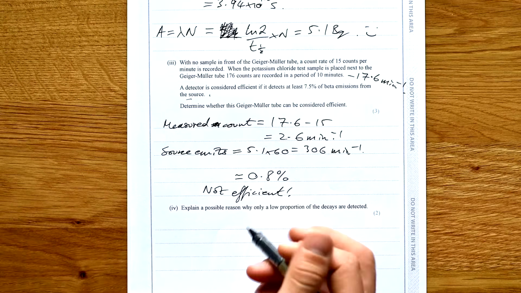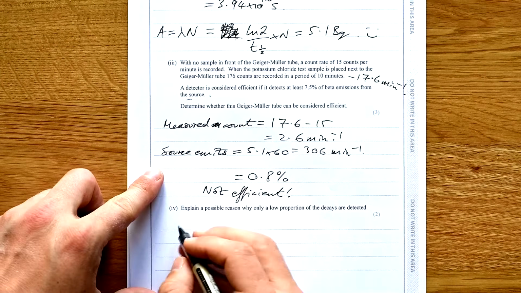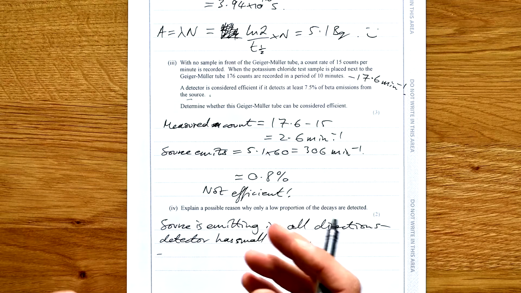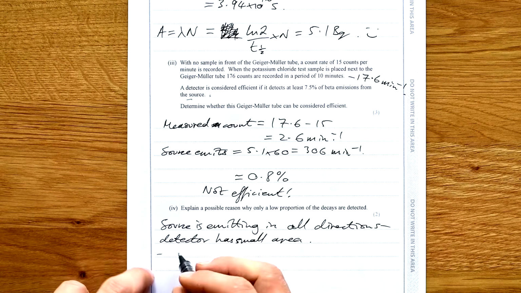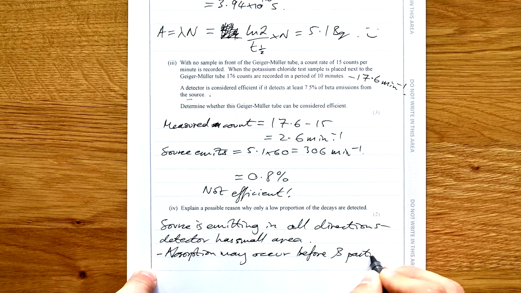Well, first things first, the detector is a fairly small area, whereas the source is emitting in all directions. But we also have this casing as well, and you also have the sample as well. So absorption may occur before beta particles reach the detector.